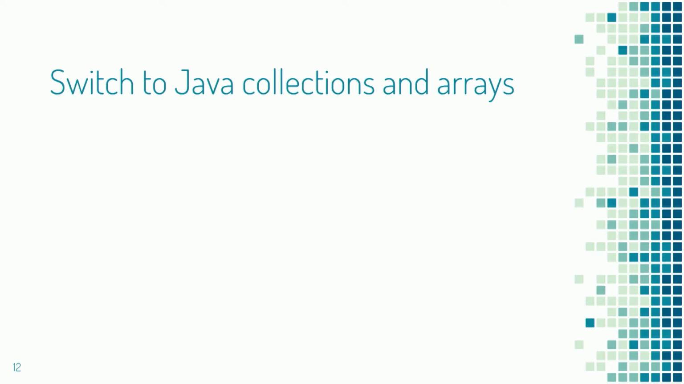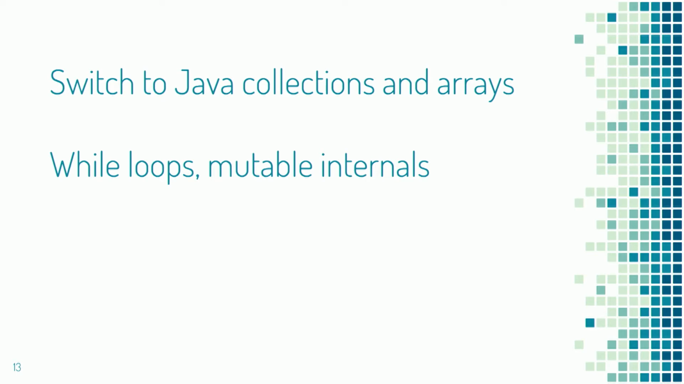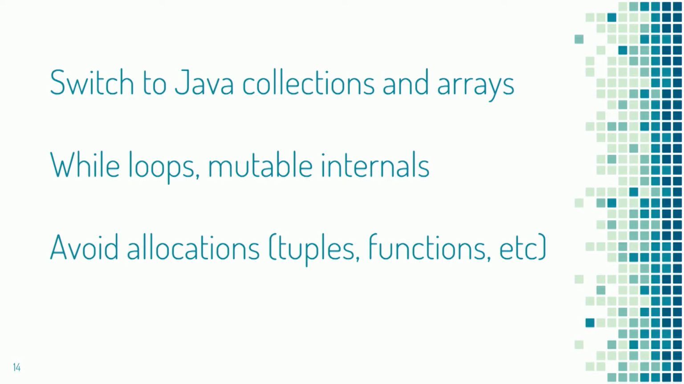So we did some things. We switched the internal implementation to use Java collections and arrays. That's really terrible, but that's what we had to do. We also used while loops and mutable internals to be able to optimize the execution. We avoided many allocations. One thing that was the most allocated object in the system was a tuple. In Scala, people normally, if I have to do a pattern match with 2 objects, create a tuple with the 2 objects and then match on it. Just creating this tuple was the most allocated object in the system. So we changed the pattern matching to be a nested pattern matching.